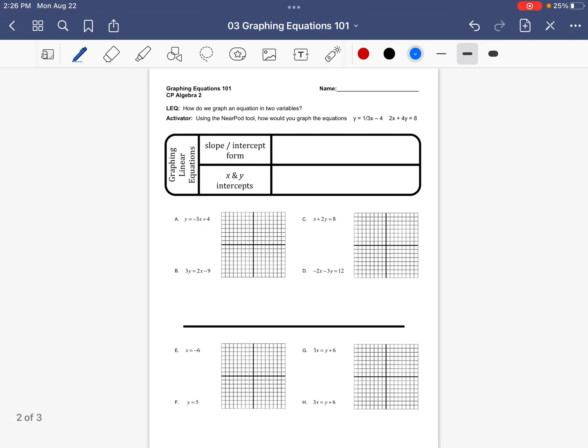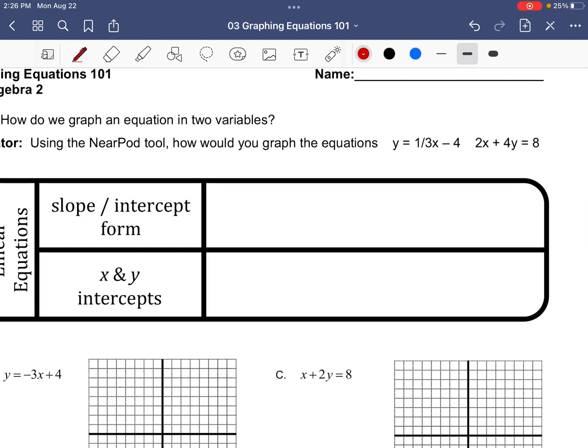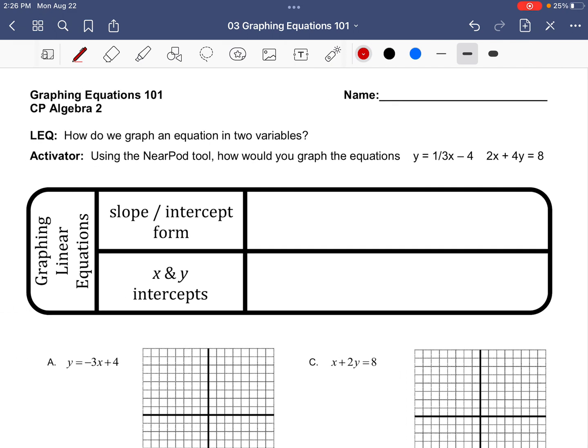So, graphing equations 101. Let's just go back a step. Remember that when you have an equation in slope-intercept form, it'll have to be such that it's solved for y, and we call that y equals mx plus b. M, that's for the slope. Not sure why we use the letter m, to be honest, but it is standard. And b is the y-intercept.